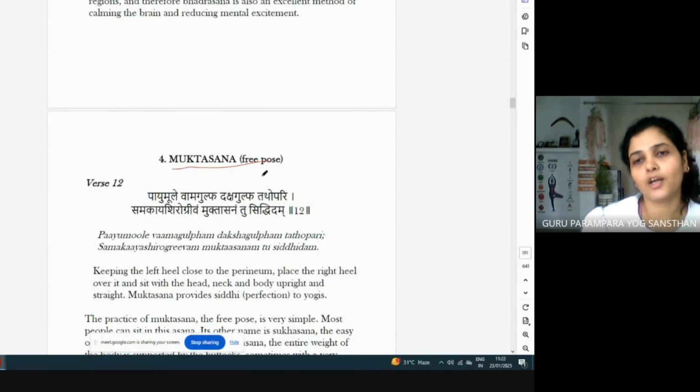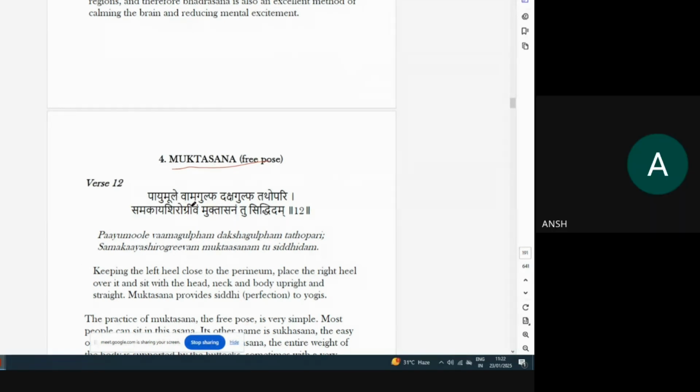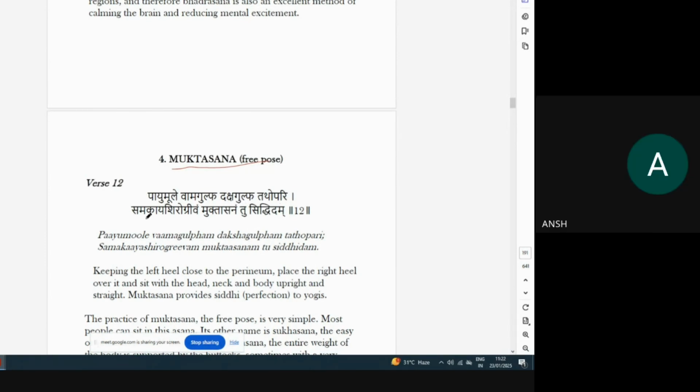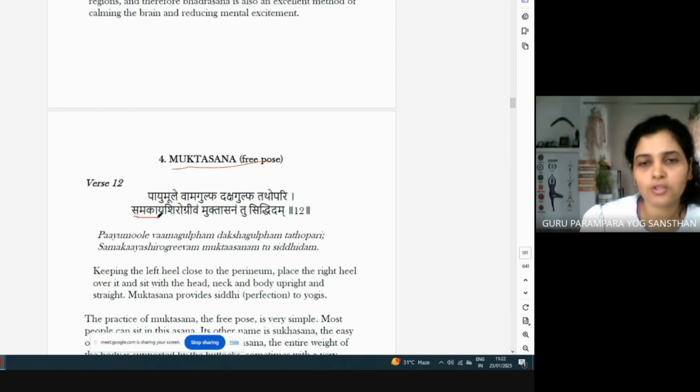Muktasana in Hatha Pradipika is explained the same as Siddhasana. Here they have given it separately. Payo Mule Vama Gulpa, Daksha Gulpa Tathopari, Samakaya Shiro Griva Muktasanam tu Siddhas. So this word you have to underline: Samakaya Shiro Griva is explained as Muktasana. You have to remember that when Samakaya Shiro comes, it is referring to Muktasana.